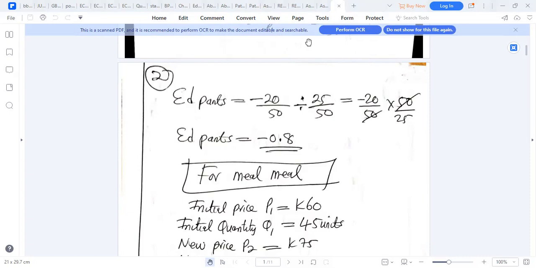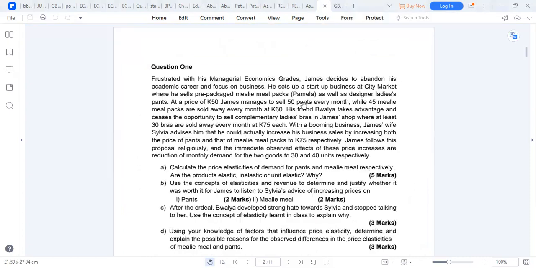And let's go to the second part of the question. We were told to explain whether it's elastic or inelastic and why. So what is your comment? Is it elastic or inelastic? We've already explained it's inelastic. Why? Because the proportion by which the price was increased is less compared to the proportion by which the quantity decreased. Are you together? Yes.